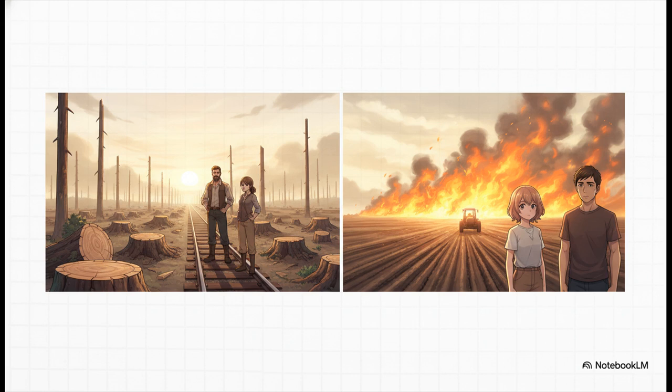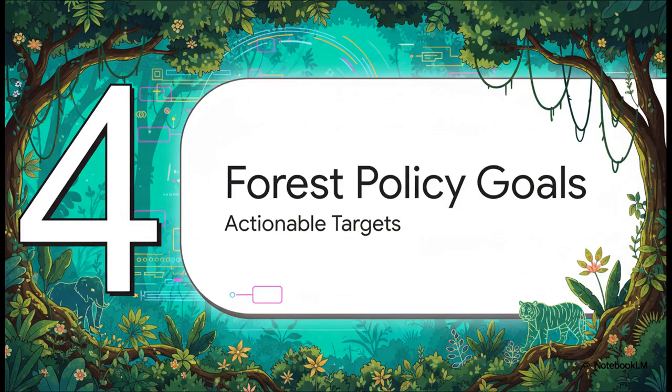And then, when you add our modern pressures to that mix, like clearing land for agricultural expansion, building new infrastructure, overgrazing by domestic cattle, and a rising number of forest fires, it becomes pretty obvious why these habitats have dwindled so significantly over the years. Which brings us to Section 4, National Forest Policy Goals.